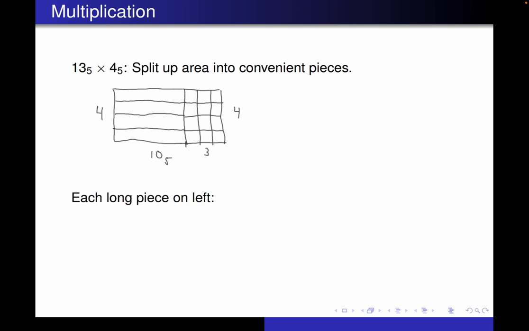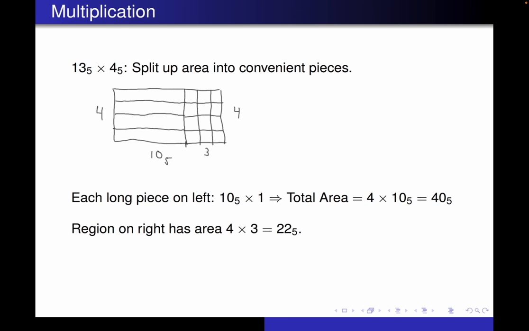The one on the left isn't going to be bad either. We have 4 of those skinny little rectangles. Each of those is going to be 10 base 5 by 1, which means it's going to have an area of 10 base 5. There are 4 of those, so we get 4 times 10 base 5, which gives us 40 base 5. So that's the area of the part on the left. On the right, we have just 4 times 3, which is 22 base 5. And we just then have to add those two together. 40 plus 22 gives us 112 base 5 just by doing our regular addition.